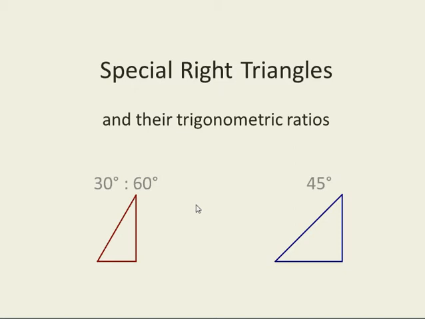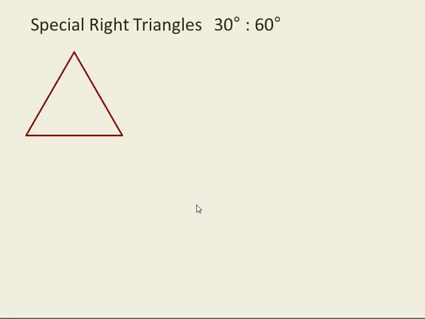Yeah, hi everyone. This is a really important video about some special right triangles and their trigonometric ratios. This is something you're going to have to know and to memorize. Two very special right angle triangles you need to get familiar with. First one is the 30-60.